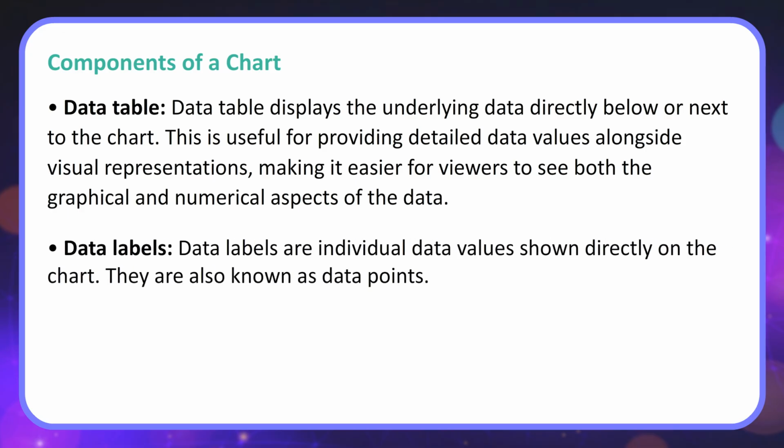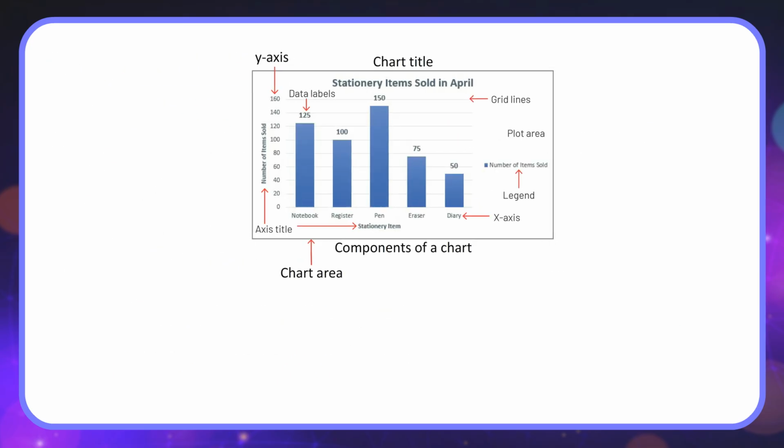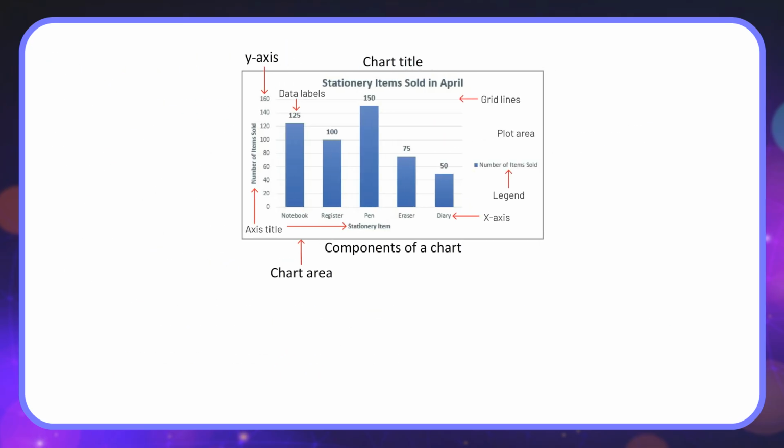Data labels. Data labels are individual data values shown directly on the chart. They are also known as data points. Legend. The legend is a key that explains the colors or patterns used in the chart to represent different data series. Y-axis. Chart title. Chart area.